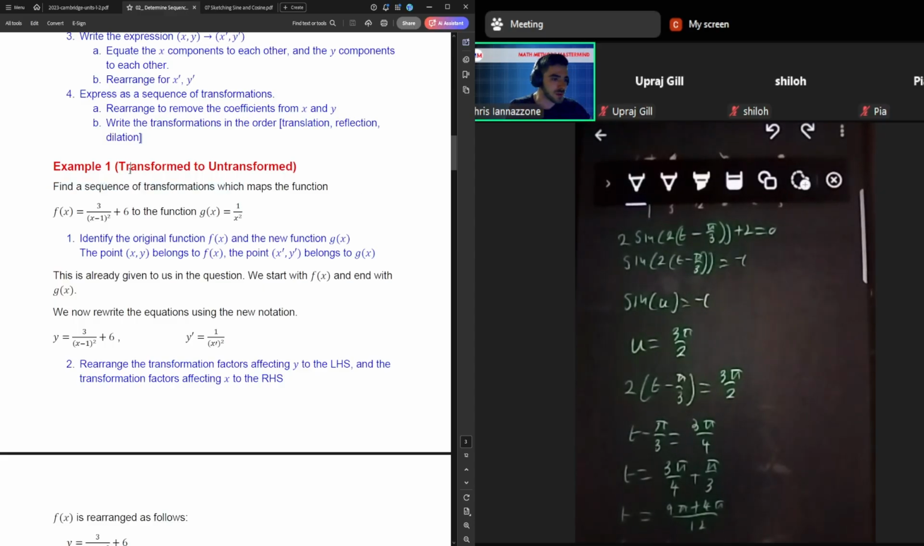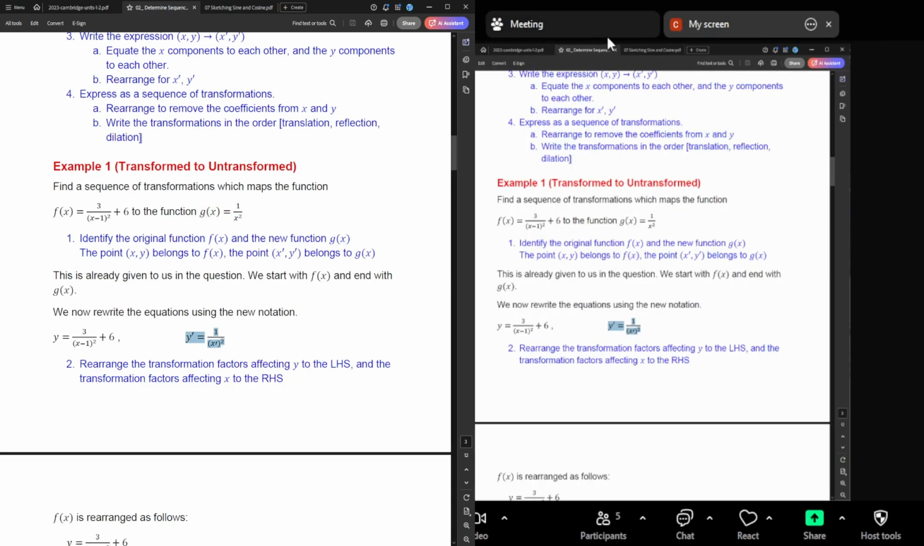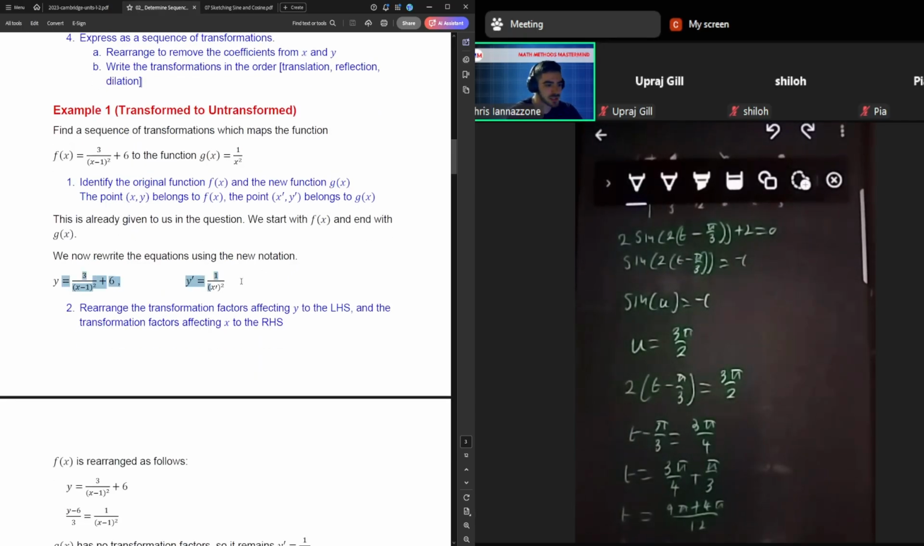So, from here, find a sequence which maps f to g. Step one is just figuring out where are we starting and where are we going. The point where you're starting is going to get x and y notation. So instead of saying f equals all this, we say y equals all that in terms of x. The place where you're going is going to get the x dash and y dash. So in this case, instead of saying g of x here, you're going to say y dash is 1 over x dash all squared. That's step one, getting our bearings as to notation.